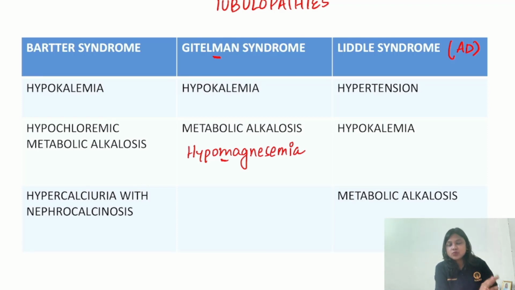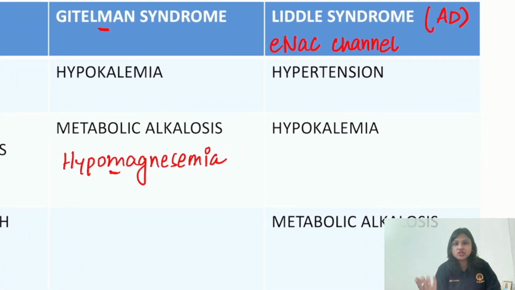So Liddle syndrome is basically a gain of function mutation of the ENaC channel. So what is the ENaC channel? It is the epithelial sodium channel. So a gain of function mutation of the ENaC channel. So you're going to get hypertension.